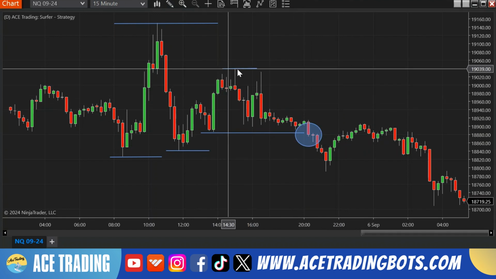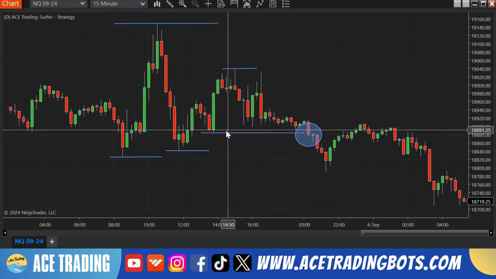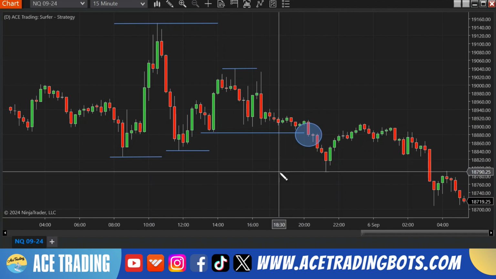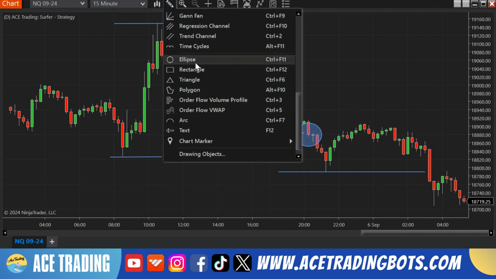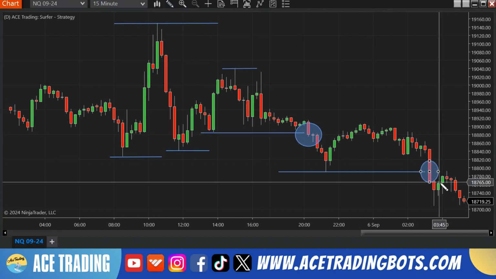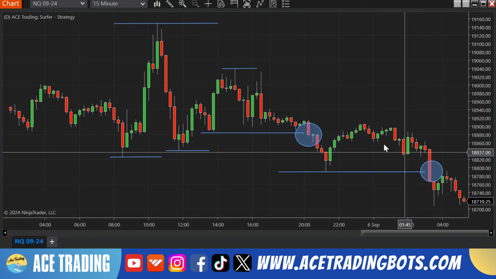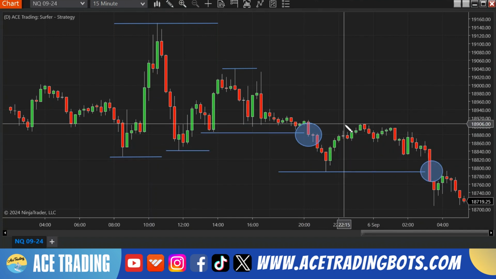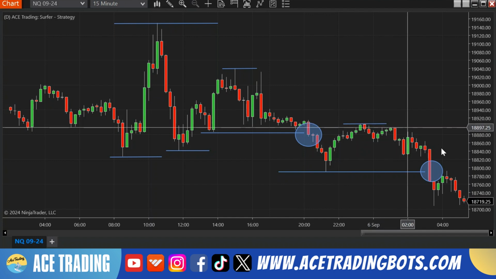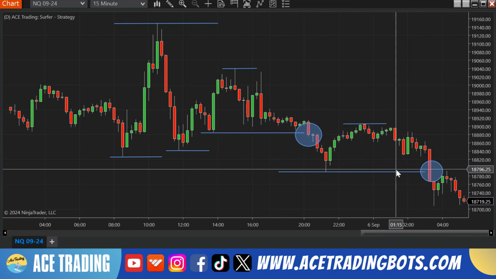Okay, so this one here, there was no breakout of this trend line. We have another one going along here. You can kind of see there is another break of a trend line. So I'm just going to draw another ellipse around that. Okay, we have another trend line up here where there's no break and so forth. So you can kind of see there are two key trades there.